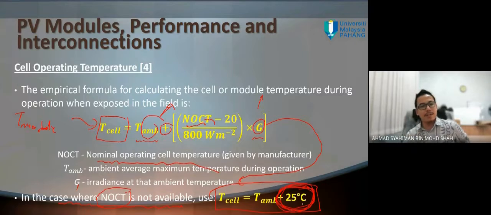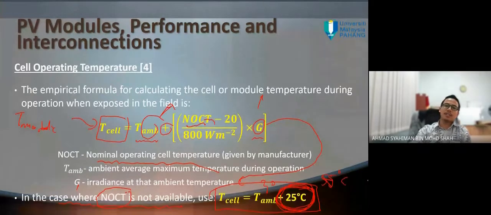Means that if the ambient temperature is 30, for example, so 30 plus 25, we get 55 degrees C as the cell temperature on that specific question in that specific condition.